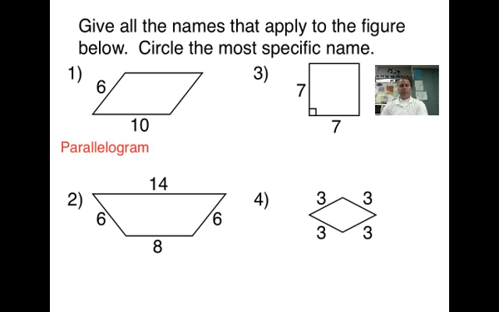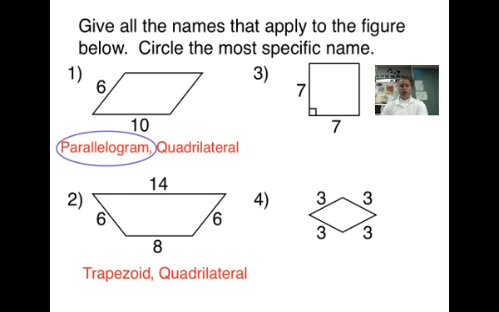Number one, it's a parallelogram, two sets of parallel sides. It's a quadrilateral, four-sided figure. And I think that should be it. And parallelogram would be the most specific name. Okay, number two, down below, trapezoid, one set of parallel sides. It's also a quadrilateral. And the most specific would be trapezoid. You might want to go with isosceles trapezoid if you're being really good here, but trapezoid is good enough.